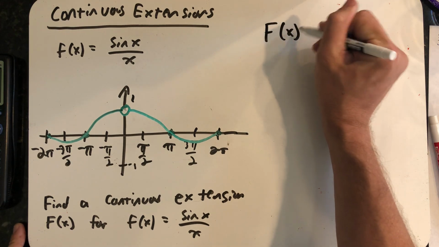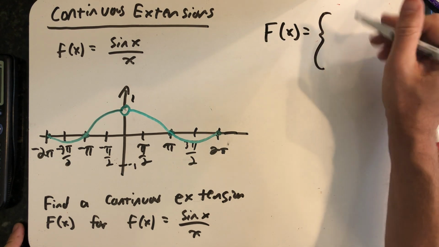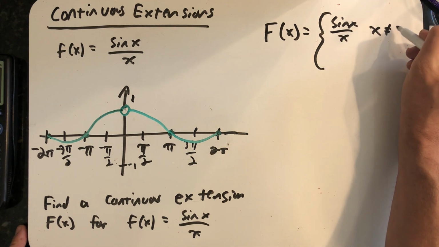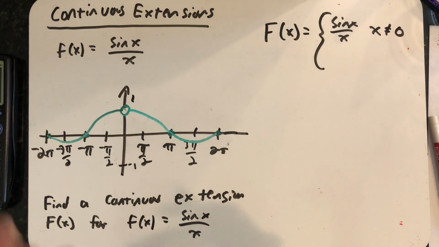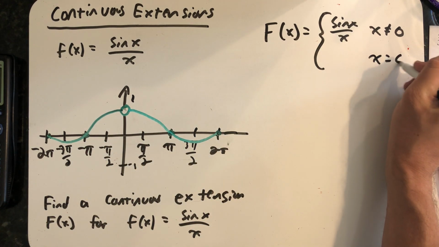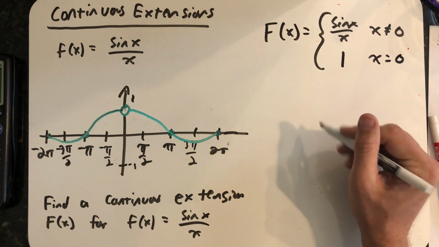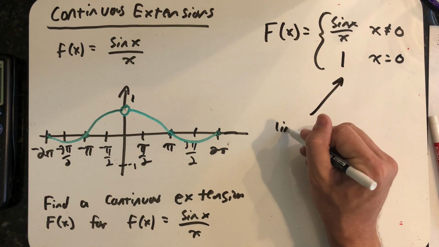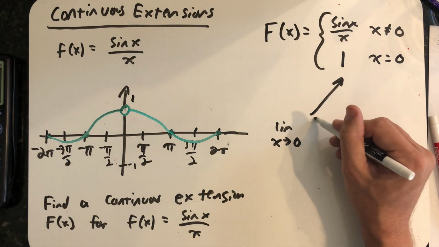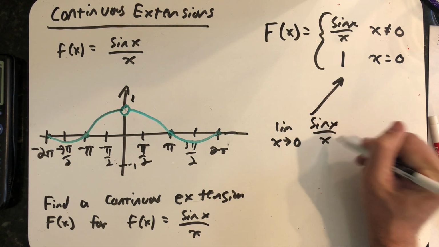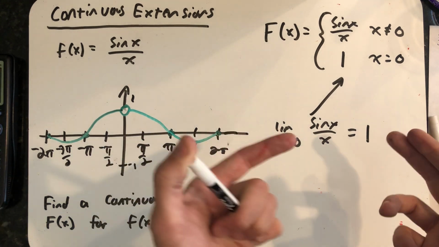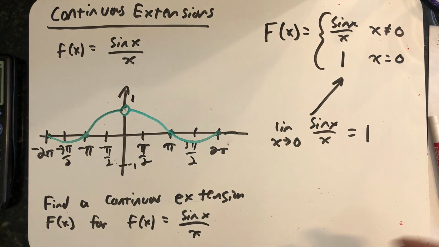So I'm going to write down a formula for big F. When x is not 0, it should just be sine x over x. It should match everywhere else. And at x equals 0, we should get out 1. And the reason for that is because we have previously learned that the limit as x approaches 0 of sine x over x is 1. We took a limit. And hey, the function value has to match the limit to be continuous.